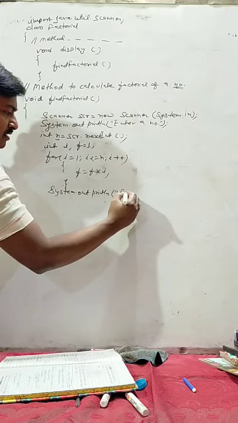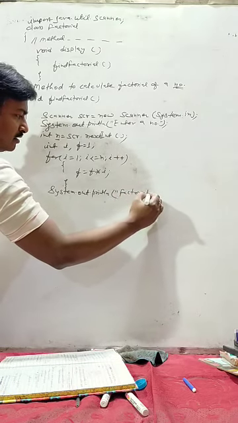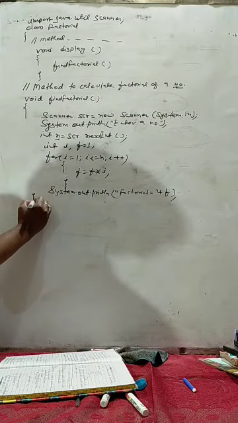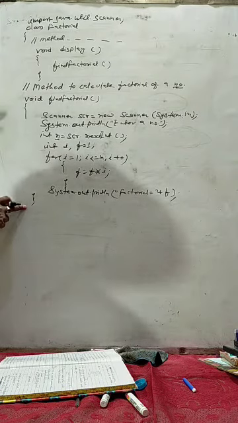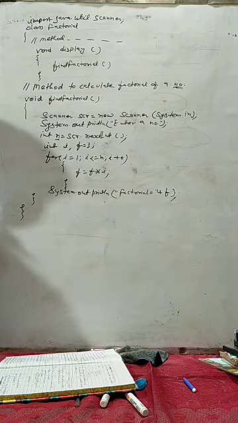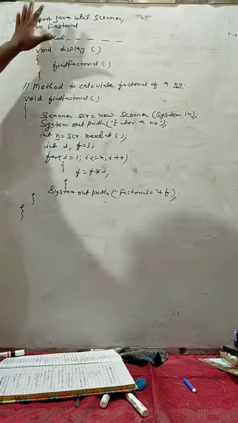Println factorial equal to plus f. This is the closing of find factorial. Now we will close the class. This is the closing of a class. This is the program.